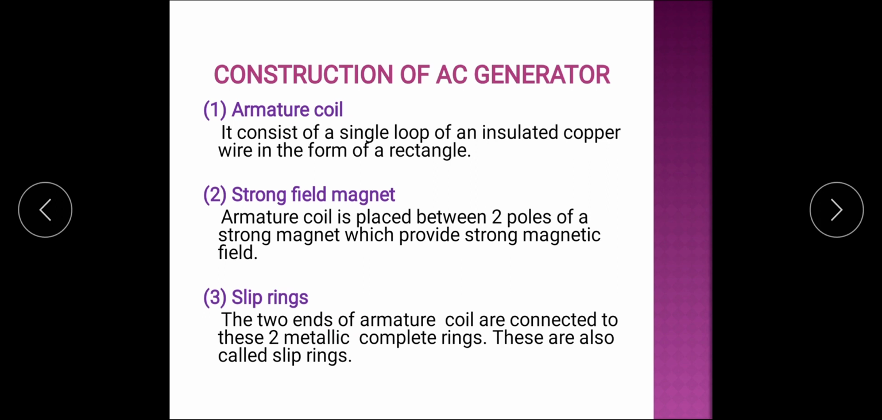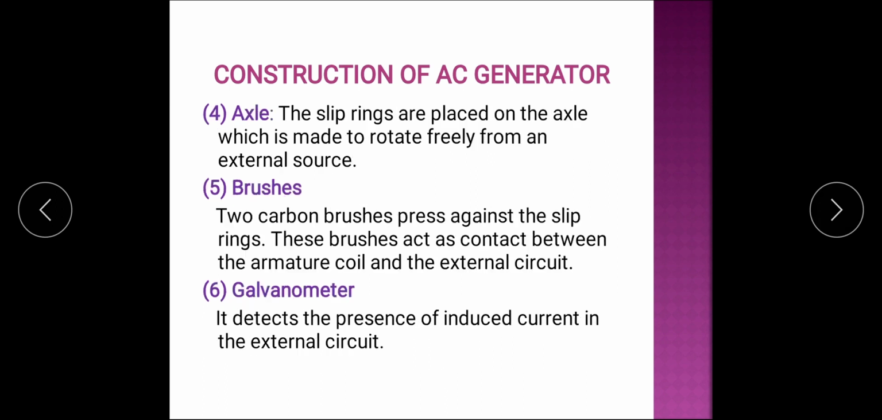We used split rings in the motor instead of slip rings. Split rings are incomplete rings, half rings, which we call split rings, and complete rings we call slip rings. In a motor we use split rings, and in a generator we are going to use complete rings or slip rings. These slip rings are connected to the axle, right? From inside they are connected to the axle, and from outside they are pressed against carbon brushes.